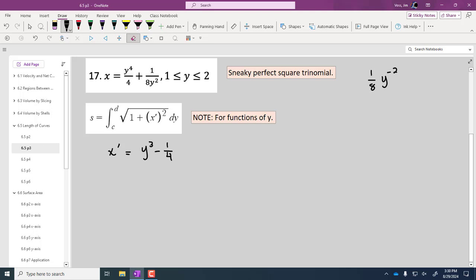Y to the -3. Subtract 1. Not add 1. Subtract 1. So we have this. So there is our a minus b.